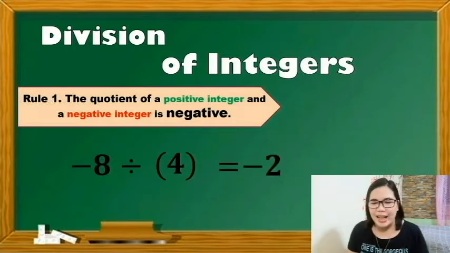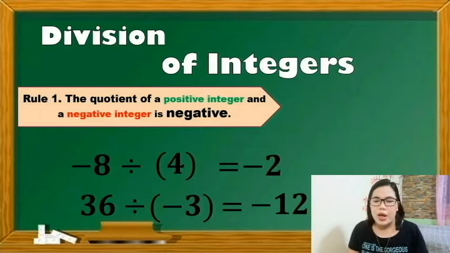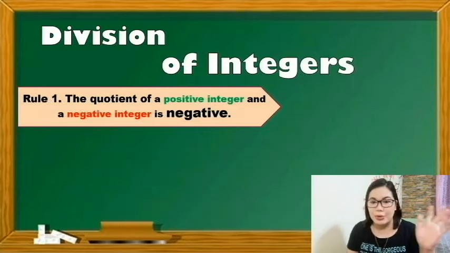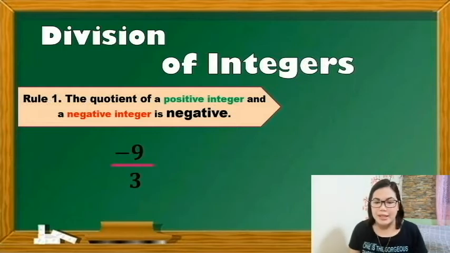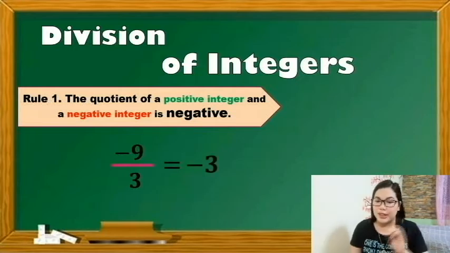Next, 36, positive, divided by negative 3. That is negative, equal to negative 12. Very good. That's correct. Now, usahay, ang quotient, isulat siya nga ang iyang dagway pareho sa fraction. Okay, so let's have example. Na numerator, we have negative 9, and denominator, positive 3. So what is now the quotient? That is equal to negative 3, kay opposite man ang iyang signs.